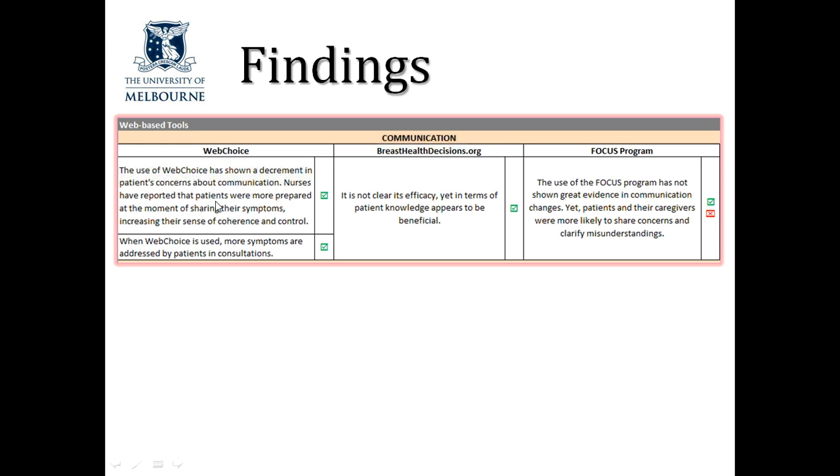Nurses have reported that patients were more prepared at the moment of sharing their symptoms, increasing their sense of coherence and control. This evaluation has a positive impact for the purpose of this report. When web choice is used, more symptoms are addressed by patients in consultations. So this is also a positive evaluation.